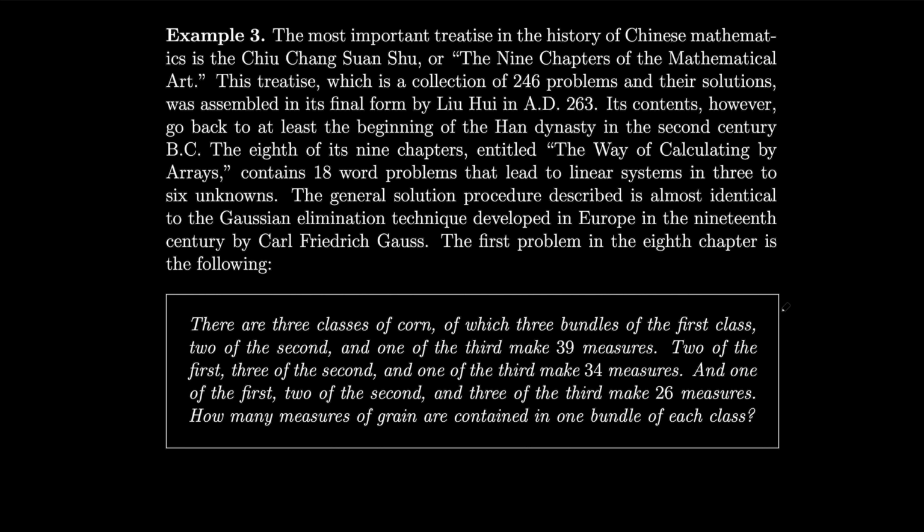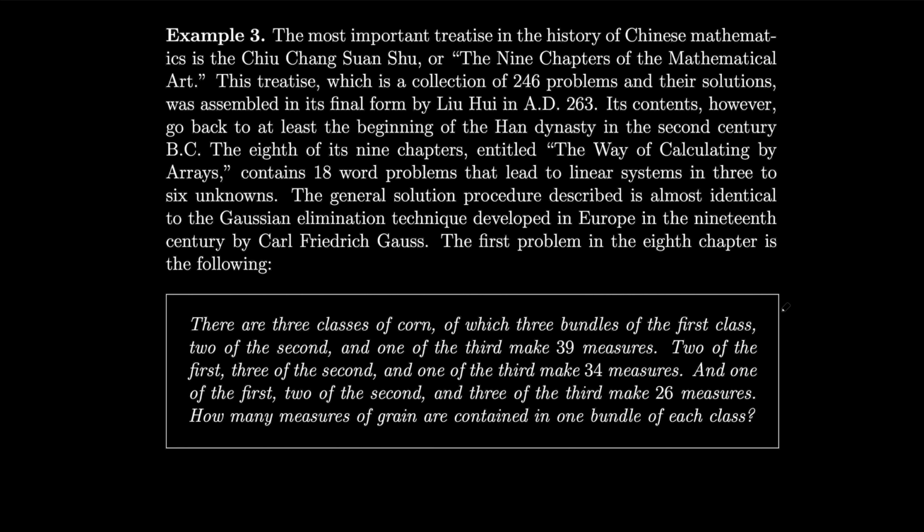The most important treatise in the history of Chinese mathematics is the Jiuzhang Suanshu, or the Nine Chapters of the Mathematical Art. This treatise, which is a collection of 246 problems and their solutions, was assembled in its final form by Liu Hui in AD 263. Its contents, however, go back to at least the beginning of the Han Dynasty in the 2nd century BC.